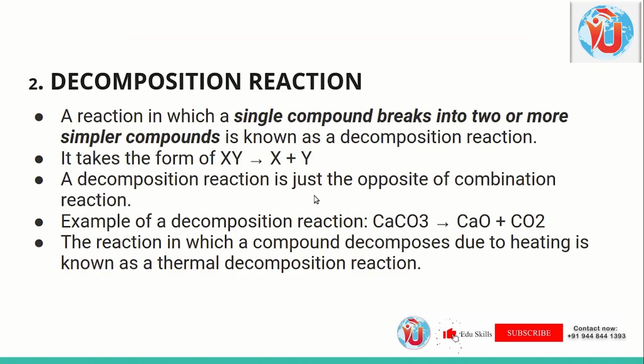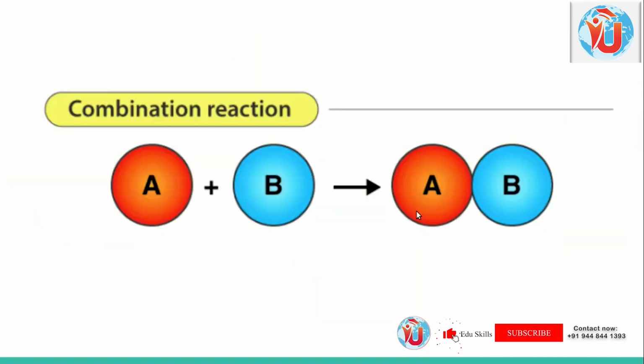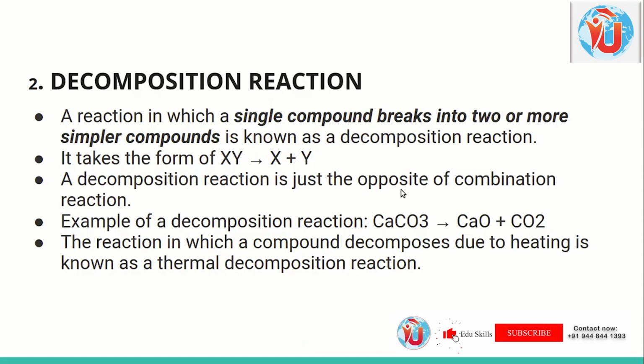So a decomposition reaction is just the opposite of combination reaction. Here a single reactant breaks down into 2 or more simpler products. The exact opposite happens in combination reaction: 2 or more simpler reactants combine to form a single product. So combination reaction can also be called the opposite of decomposition reaction and vice versa. In a decomposition reaction, the reaction takes place by absorbing some amount of heat or energy.